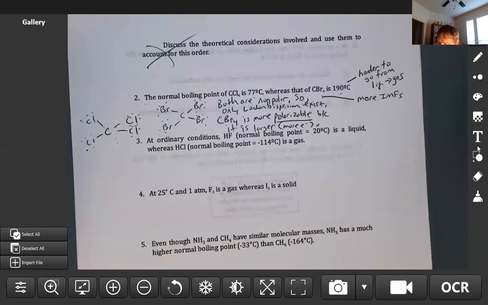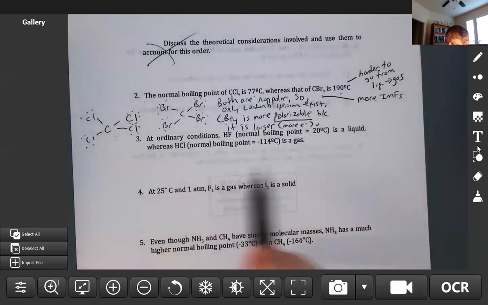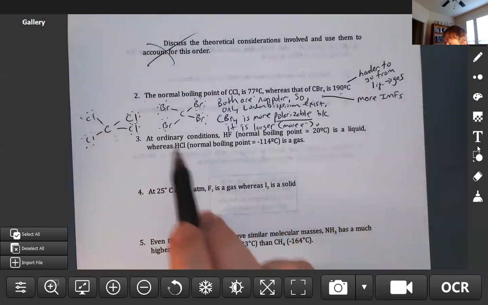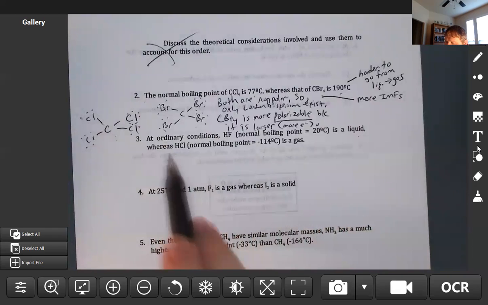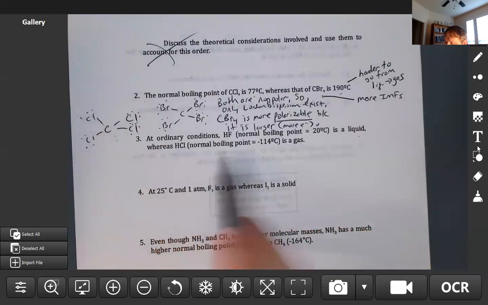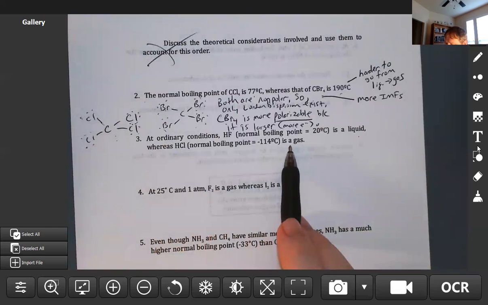All right, in the next question, it's all similar, but this time we're asking about state of matter. Under ordinary conditions, HF is a liquid, whereas HCl is a gas. It gave us the boiling point, but we don't really care about that, just liquid or gas.